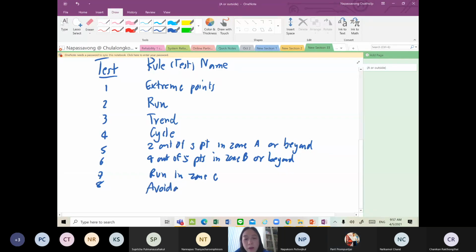Okay. So now everyone, please make sure that you remember the rule names. Rule 1 is extreme point, 3 is trend, 5 is 2 out of 3, 8 is avoidance of zone C. Things like that. If you can remember, we will start to do the workshop.